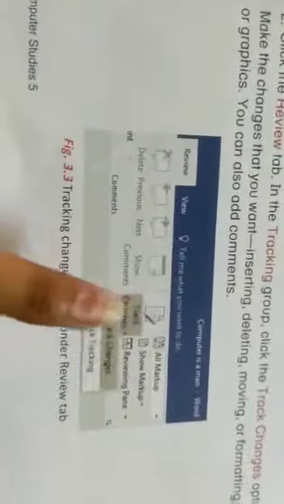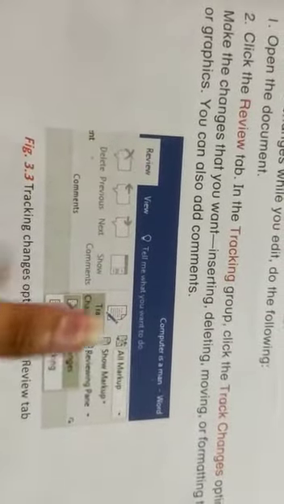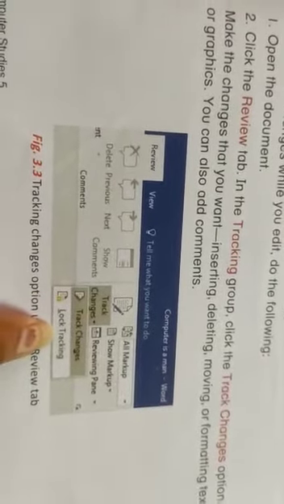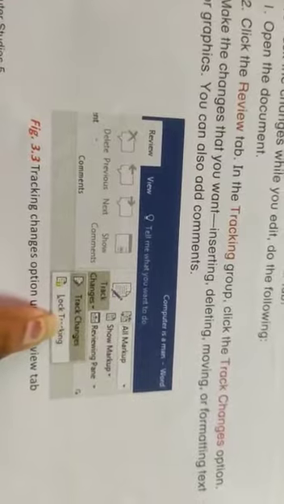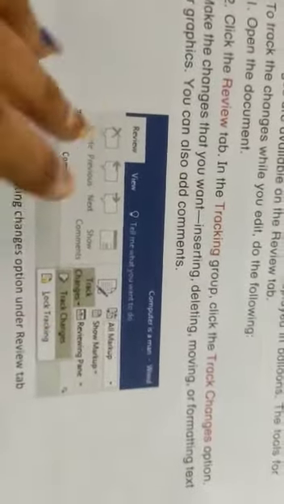Now see again on page number 25, this figure. When you have opened your document, you will click on Review. You will click on Track Changes. Here it is given Lock Tracking. Now there is one note given. Have you read that? You will click on this and your changes will be logged.